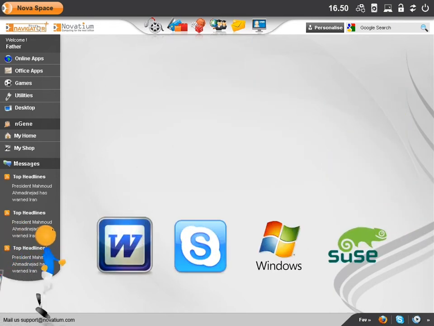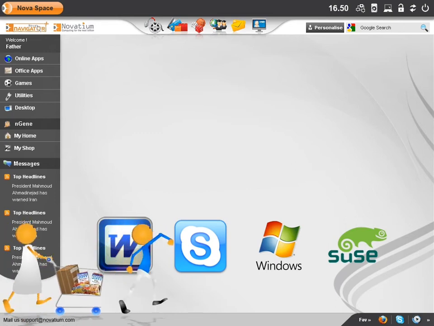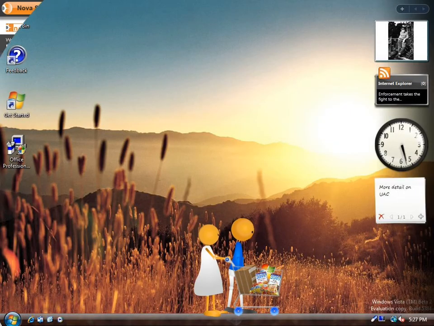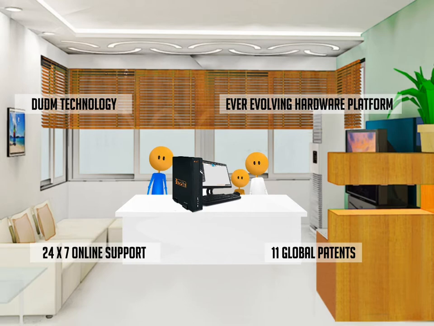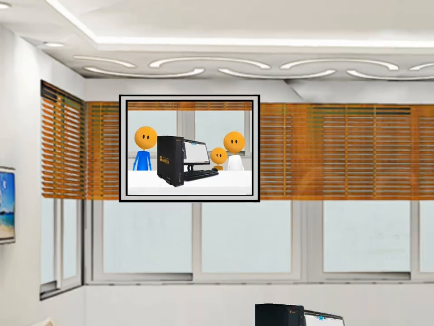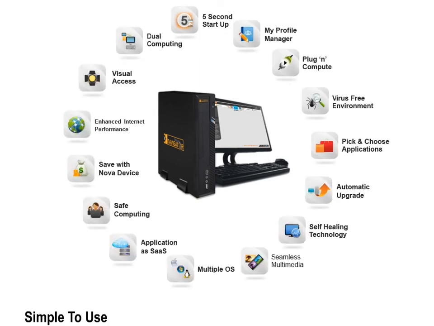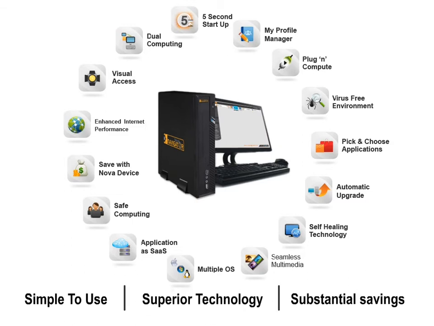To meet your changing requirements, the unique pick and choose applications model allows you to just subscribe to any application that you need and pay only for its usage. Truly, the Nova Navigator is your family computer. Plug in and compute. Automatic upgrade. Self-healing technology. Visual access. Safe computing. Are just some of the many other features that you get along with the Nova Navigator. This simple-to-use computer that provides you superior technology with substantial savings works over any broadband connection.